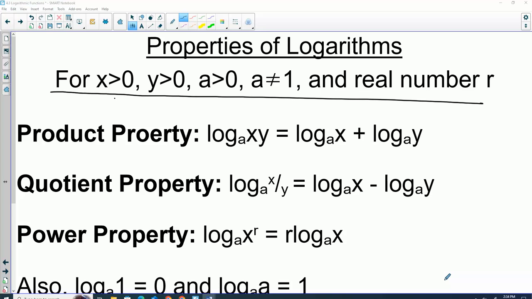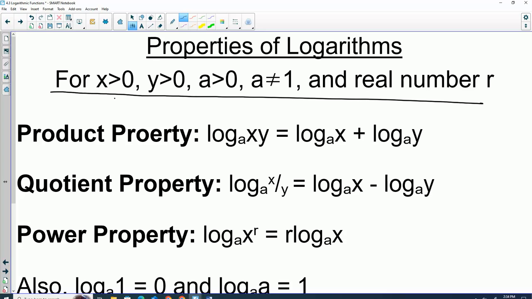If you have things being multiplied in your argument, each individual one, do the log of it and then add all those logs together. When we have things being divided, it's the top minus the bottom: log of the top minus log of the bottom. If you have multiple things on the bottom, each one of those gets subtracted off. Power property says if you have x to a power, those exponents can come down in front of the log and turn into a coefficient.